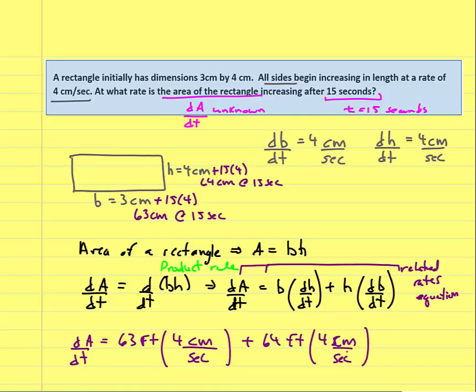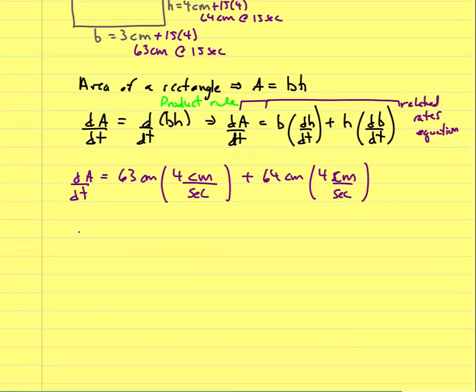Okay, and I definitely have my wrong units here. These are supposed to be centimeters. I can see right up here, so centimeters. And this will be my solution. So dA/dt, the change in area with respect to time at 15 seconds, we take 63 times 4, and what would that be? 6 times 4 is 240, 252 centimeters squared per second.